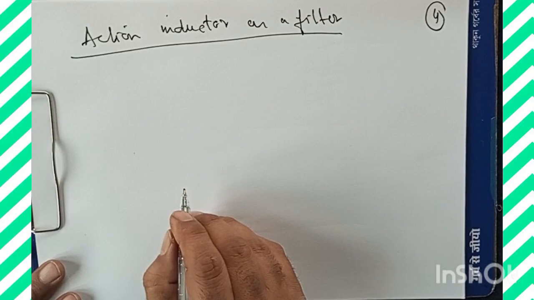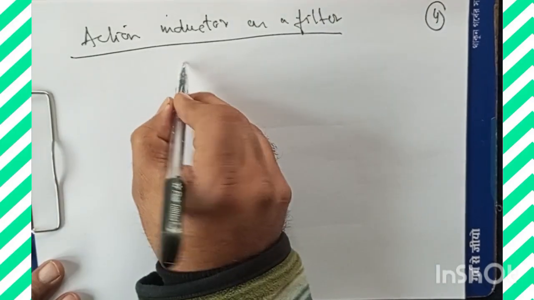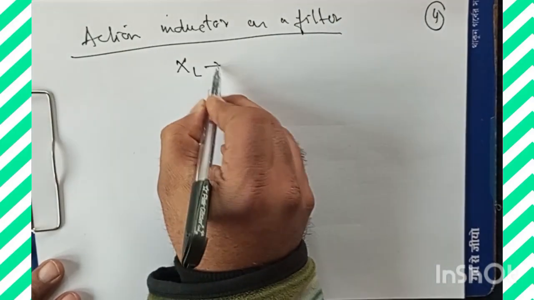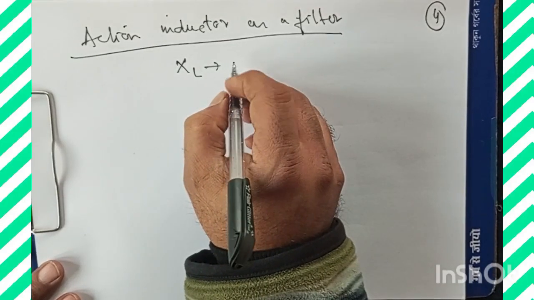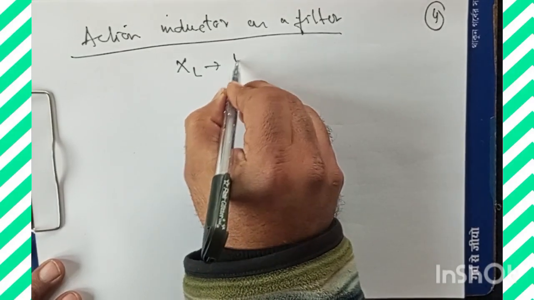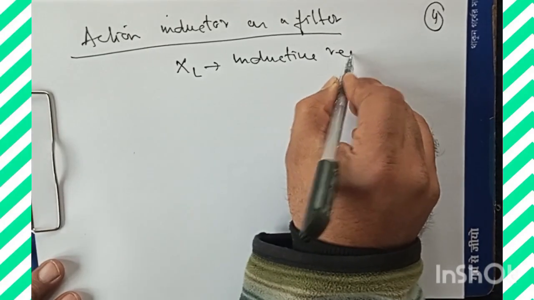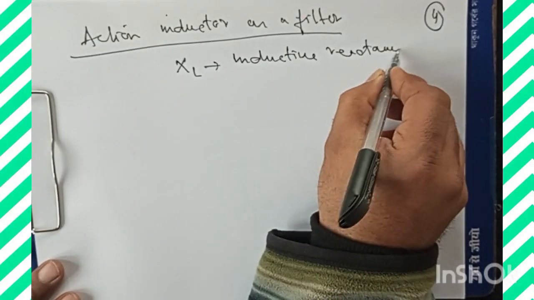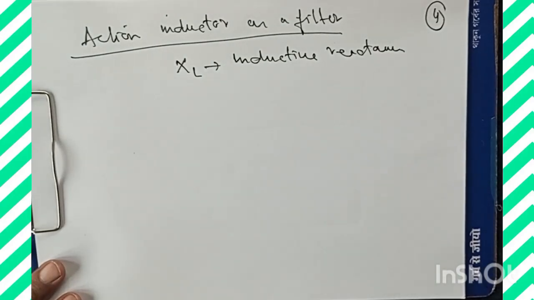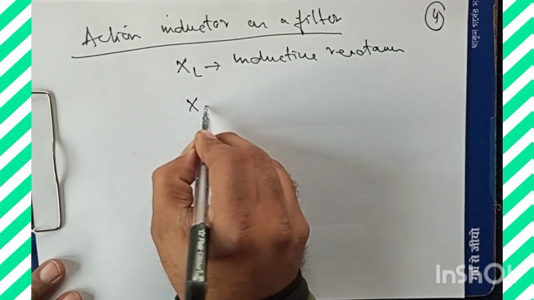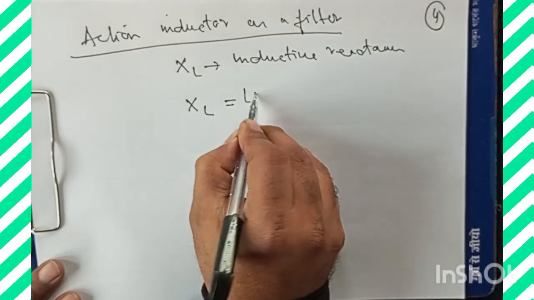Now, as we understand, XL is called, what's it called? It's called inductive reactance, if I'm right. It is inductive reactance. The opposition that's offered by the inductance, we call it inductive reactance. And we know that this XL is L omega, right?